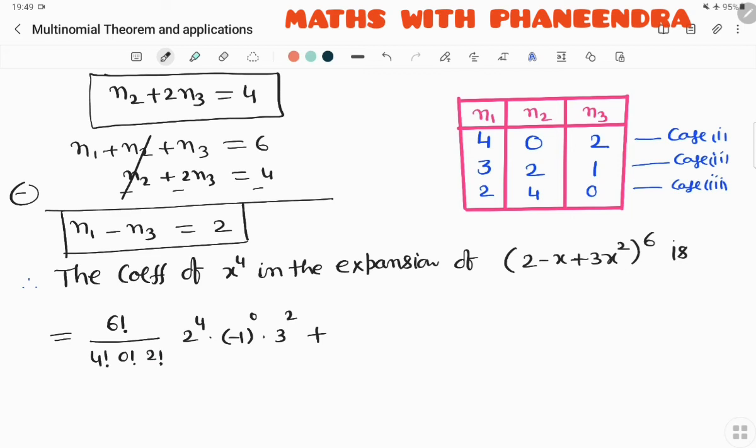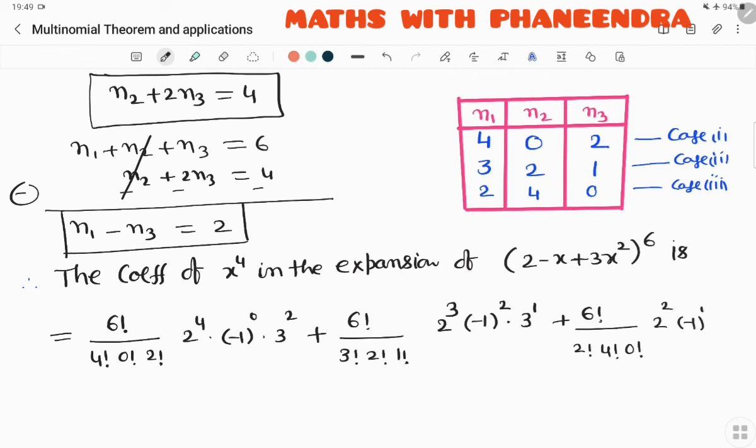Now the second case, case 2, substituting the values: 6 factorial by 3 factorial into 2 factorial into 1 factorial, so 2 power 3 into (minus 1) whole power 2 into 3 power 1. Go to the third case: 6 factorial by 2 factorial into 4 factorial into 0 factorial, so 2 power 2 into (minus 1) whole power 4 into 3 power 0.